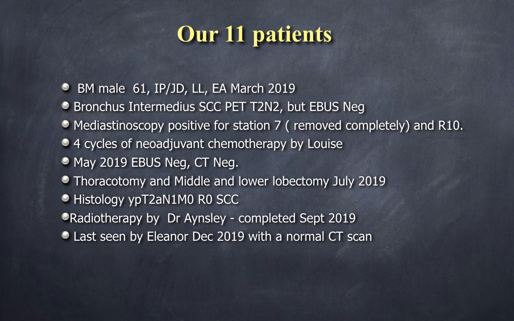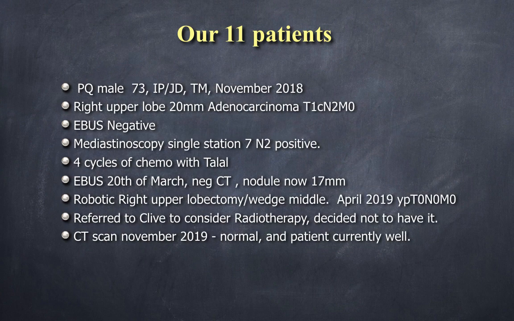Bronchus intermedius, known N2, but the EBUS was negative, so we did a MEAD and that then showed it was 7. We actually removed the station 7 completely, then chemotherapy, EBUS then negative, had a middle and lower lobectomy, T2A-N1, had the radiotherapy and clear patient.